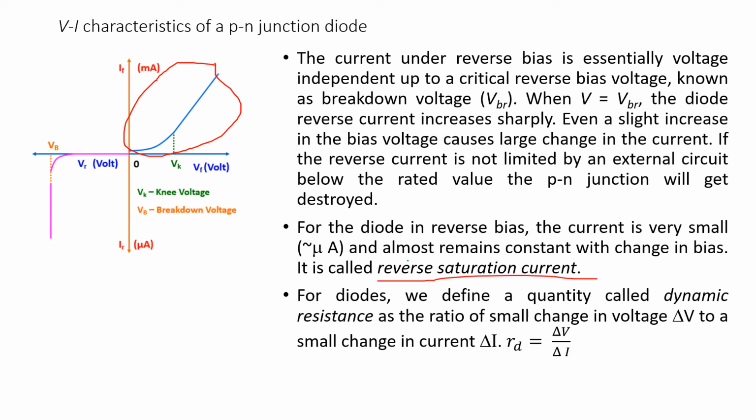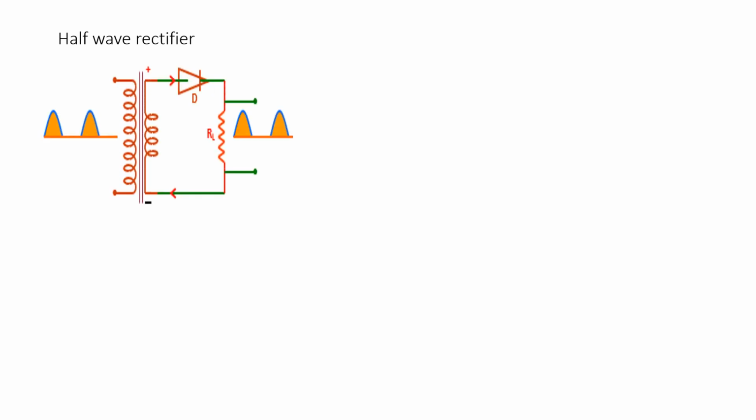For diodes, we define a quantity called dynamic resistance as the ratio of a small change in voltage to a small change in current. In this equation, we define the dynamic resistance RD, which is equal to a small change in voltage, delta V, divided by delta I. This is applicable for both forward bias and reverse bias.